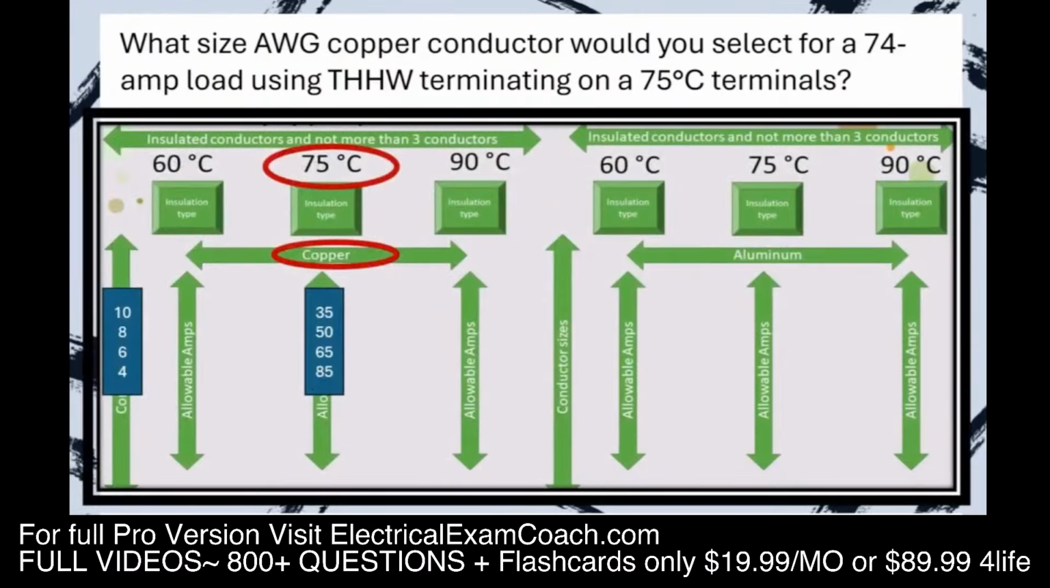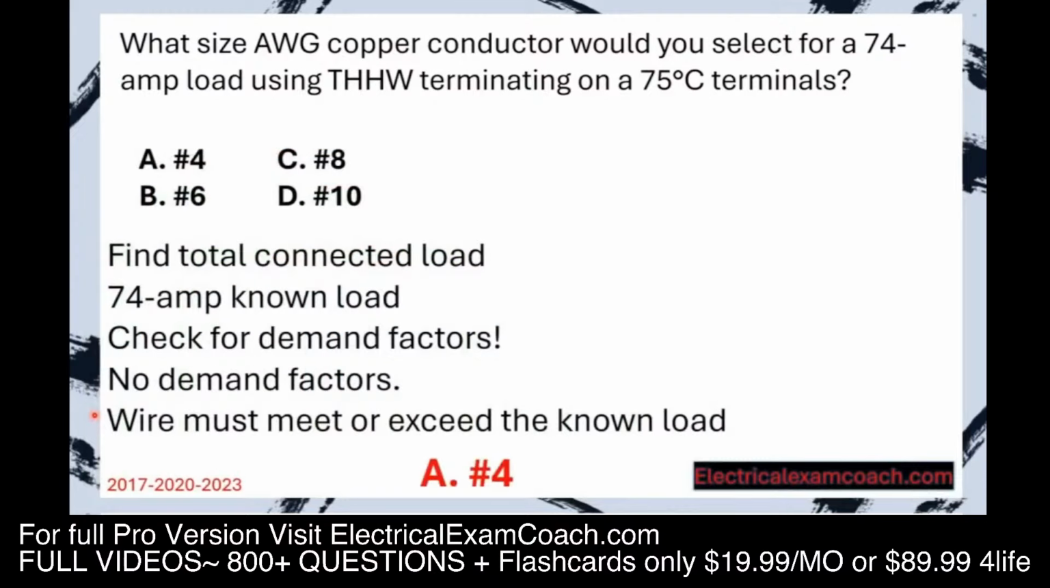We head to our primary ampacity table. We make sure that we're on the right side of the table. In this case, it's copper. And we have 75 degree C terminals. So now we find a wire that will cover the known load. We find one that will cover 74 amps. We use a straight edge to come over and tee off at number 4. And we're going to select A.